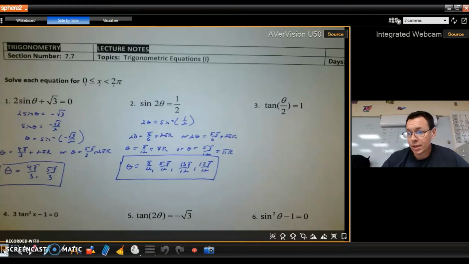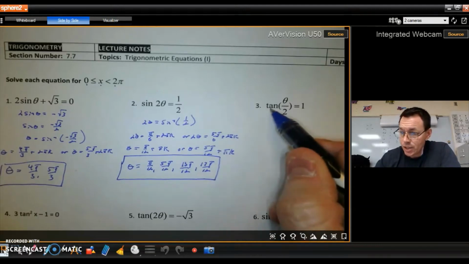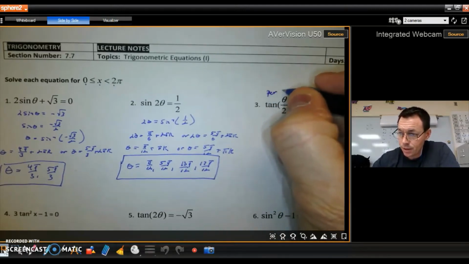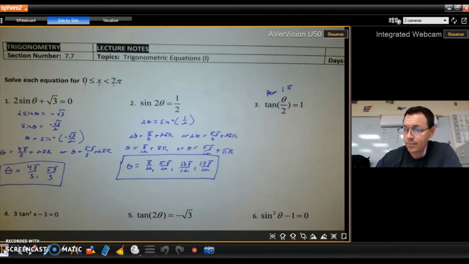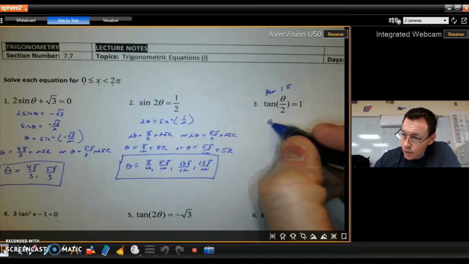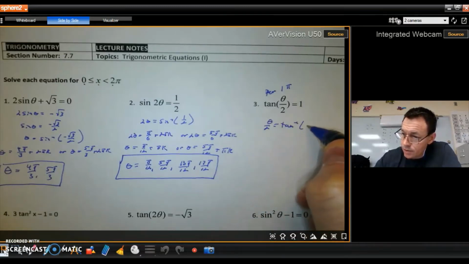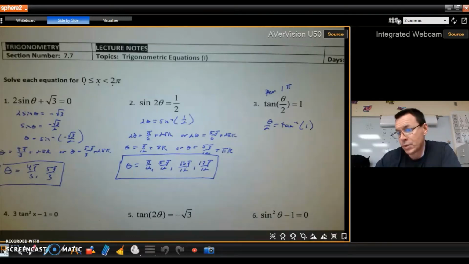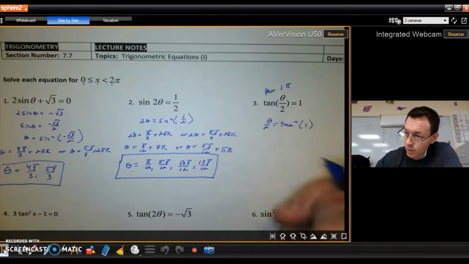All right, so take a look at number 3. Number 3, I've got tangent. So remember, tangent has a period of 1 pi. So that's something sometimes we make a mistake on. I need to move the tangent to the other side. So tangent of 1. So the inverse tangent of 1. So those are the 2 angles that are in quadrants 1 and 3 that have a tangent value of positive 1, which would be pi over 4 and 3 pi over 4.